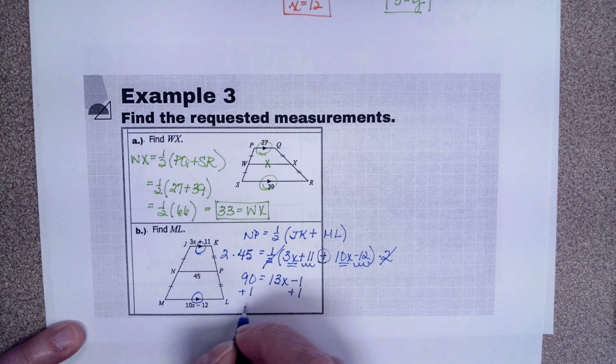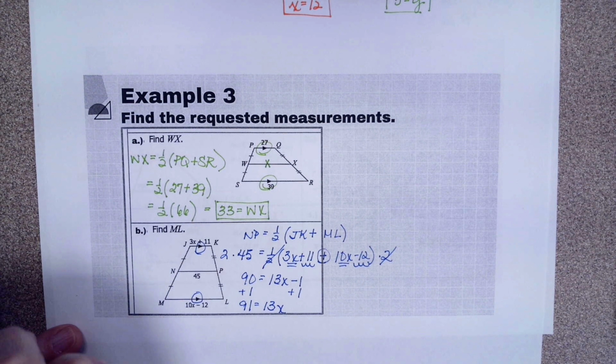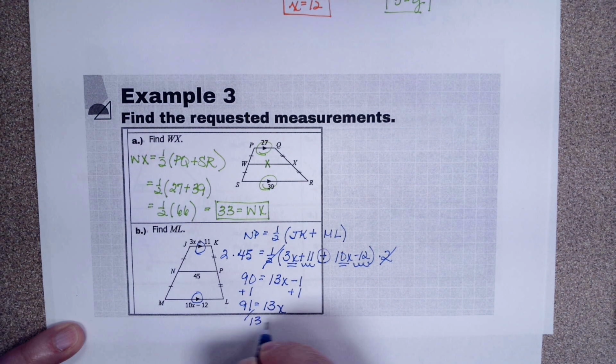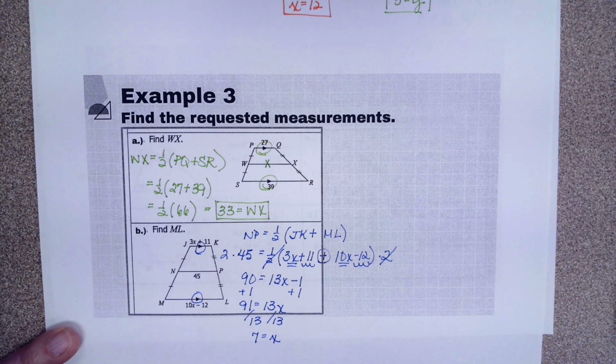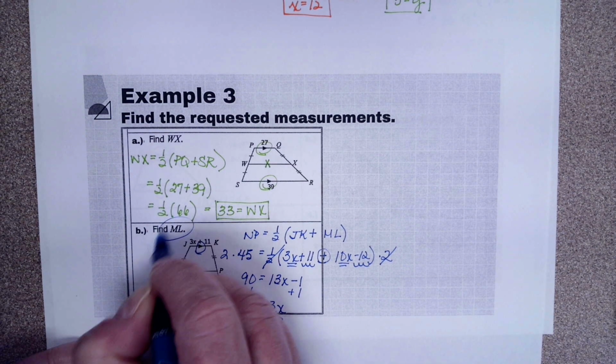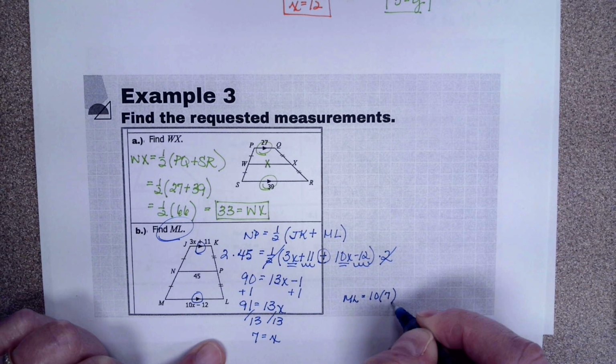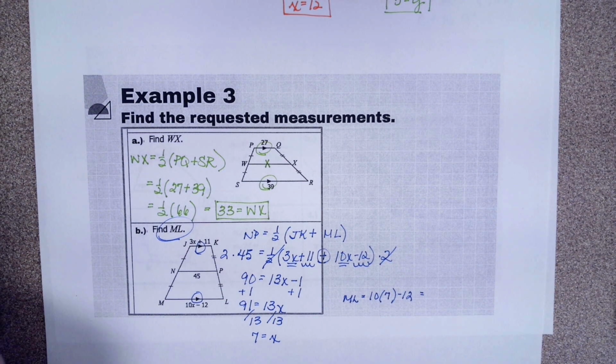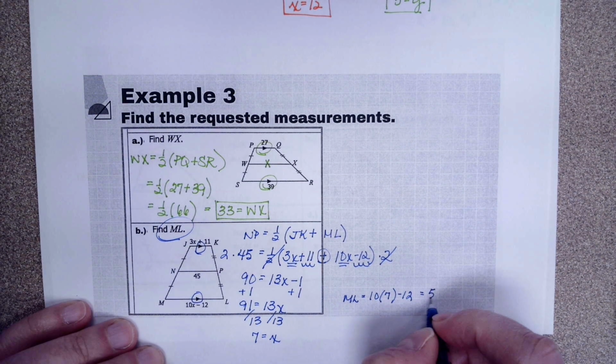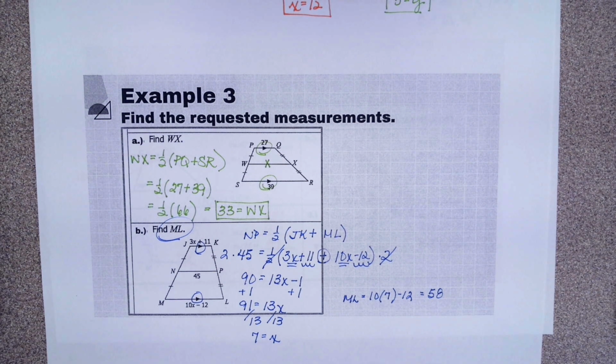If we add 1 on both sides, 91 is now going to be equal to 13x, and 91 divided by 13 is going to get us a 7. Which is all well and good, except, of course, they wanted us to find M to L, so we're going to plug that back in. So M to L is equal to 10 multiplied by 7 minus 12. So 10 times 7, that should get you a 70. Get rid of that 12. Should wind up with a length of 58. Again, if they'd had units, we'd add whatever the units were, but we didn't on this one. And so that's where we'd end.